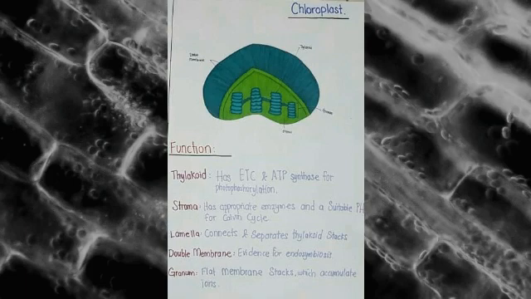We have the double membrane, which is evidence for endosymbiosis. Lastly, we have the granum, which is a flat membrane stack which accumulates ions.